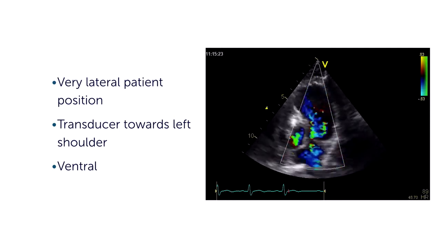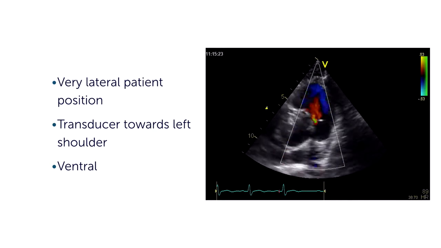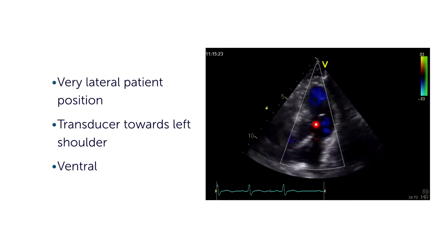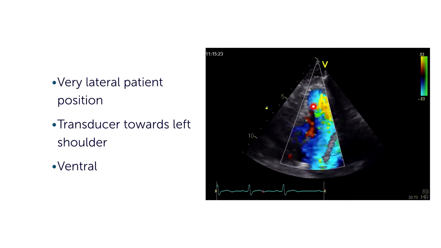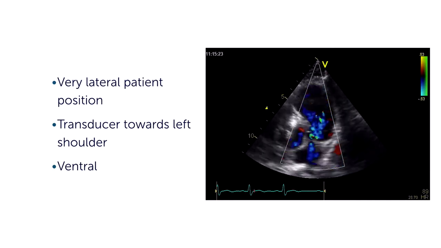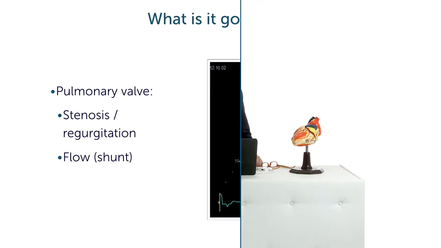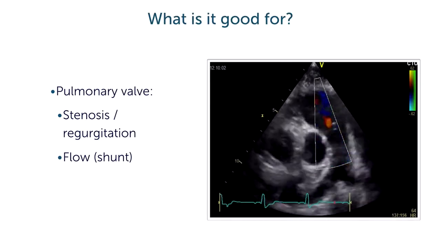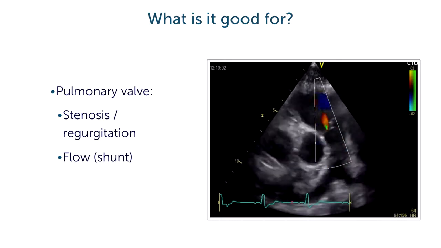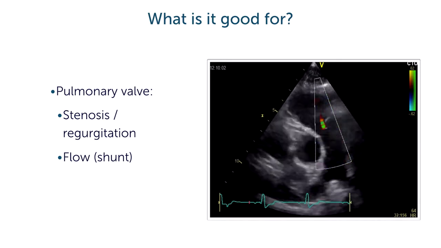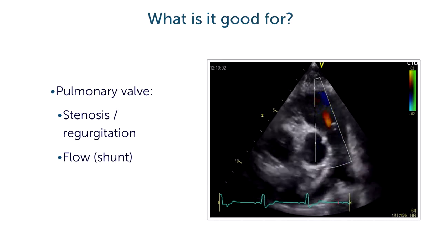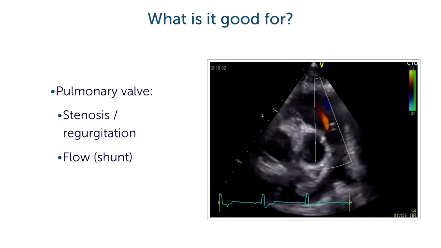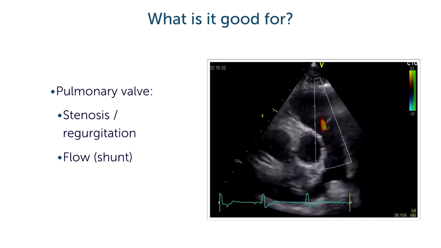Here's such a beautiful view where we use color Doppler to visualize pulmonic regurgitation, a very frequent finding, as you will find out later on in this chapter. What is it good for? Well, obviously to look at the pulmonic valve to detect stenosis and regurgitation, and to look at flow. You can measure the velocity of flow across the pulmonic valve and through the outflow tract, and that helps you to quantify, for example, shunts.